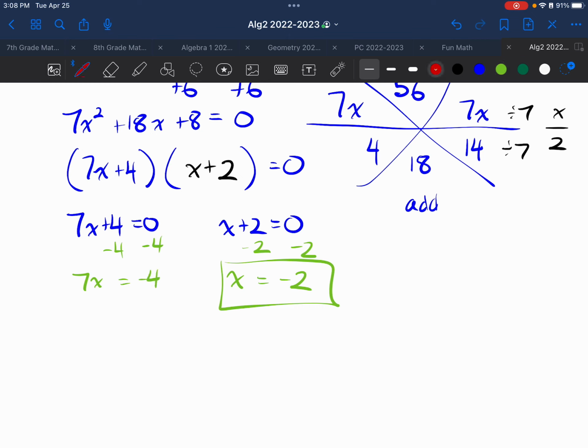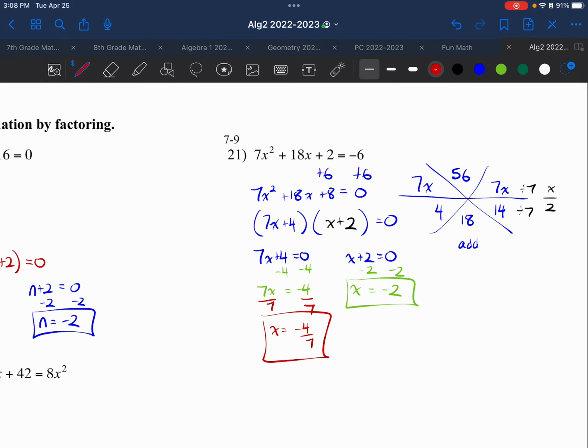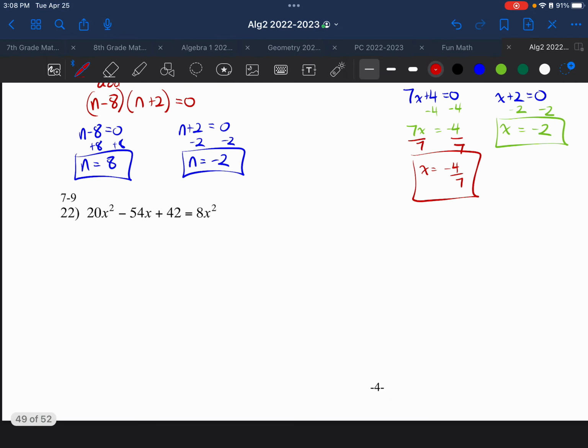And then from here, you need to divide by 7 to get x by itself, and x is equal to -4/7, which is definitely not -4. And those are my two answers for number 21. Moving on to number 22.